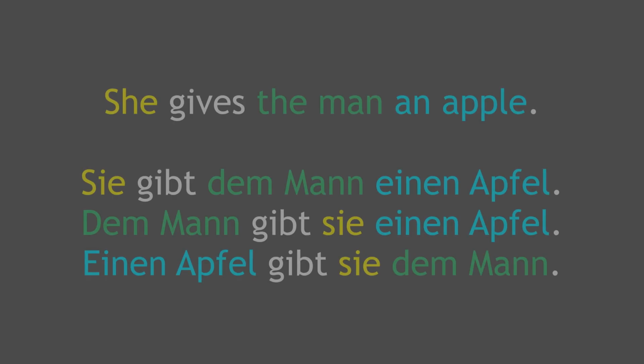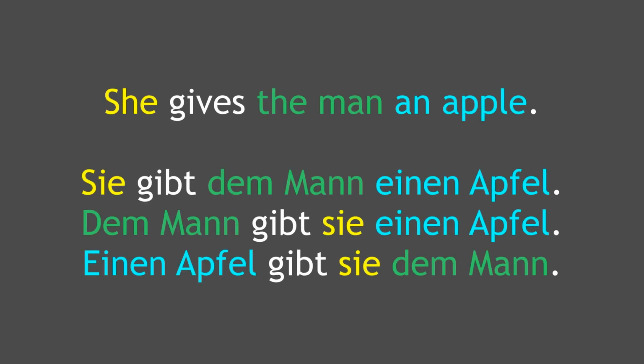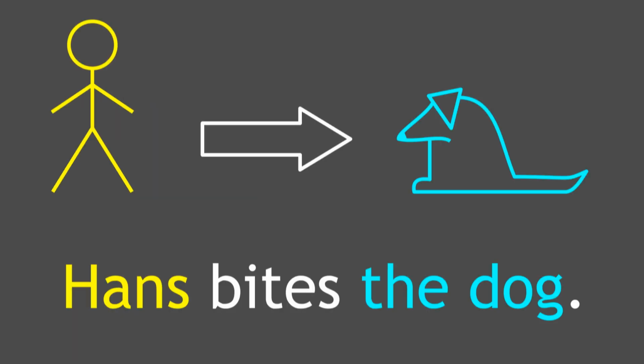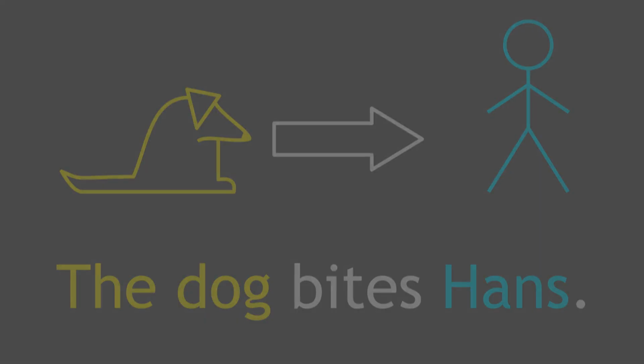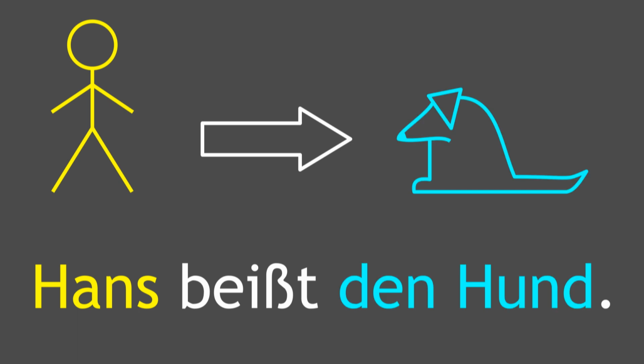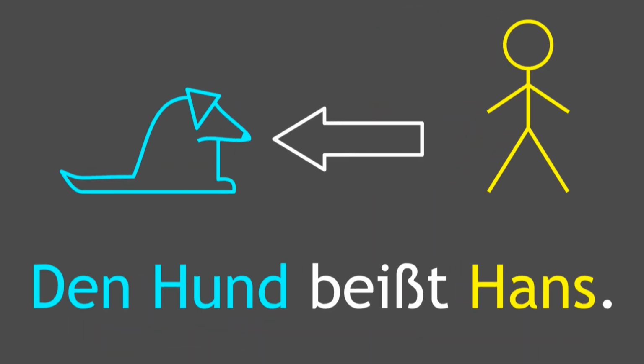You see, the point of a case system is that you can put the words in any order you like. If you have a sentence like Hans bites the dog and change the word order to the dog bites Hans, the meaning changes. But in German you can say Hans beißt den Hund or den Hund beißt Hans, and both sentences mean the same. The den shows that it is Hans who does the biting, and the dog that gets bitten. But that doesn't work very well in German anymore.